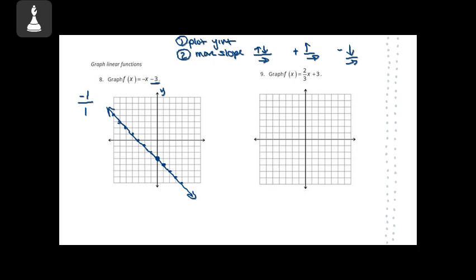Second one is the function is 2/3 x plus 3. So this one we're going to start at our y-intercept of +3. And then our slope is 2/3. So I'm going to go, it's already in a fraction form, up 2 and then right 3. So if it's not in a fraction form, you put it over 1. If it's already in a fraction form, you have both pieces. So up 2 over 3. And then I'll repeat that just so that I can make a nice line here. And there's your function.